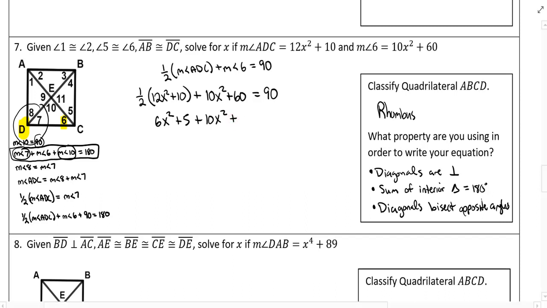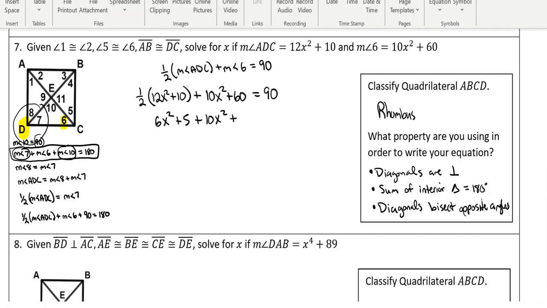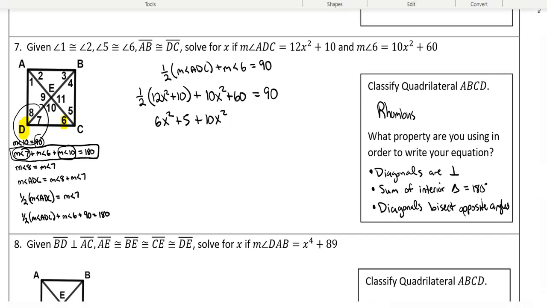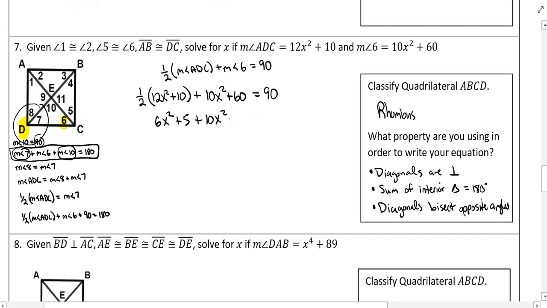And I might as well subtract 90 from both sides here, because we've got to make the equation equal to 0 anyway. So it's going to be minus 30 equals 0. And it's minus 30 because I'm subtracting 90 from the 60. Combine like terms, we get 16x squared minus 25 is equal to 0. And we notice that that is a difference of 2 squares.